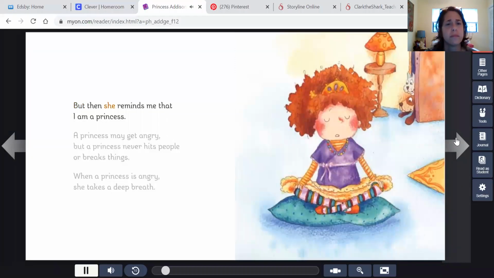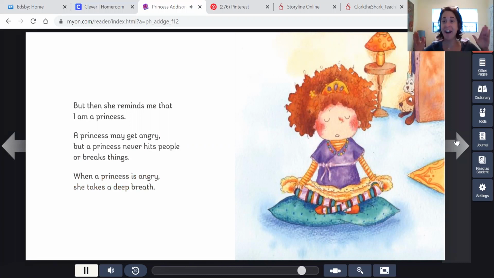But then she reminds me that I am a princess. A princess may get angry, but a princess never hits people or breaks things. When a princess is angry, she takes a deep breath. I got it. I now know what this story reminds me of.